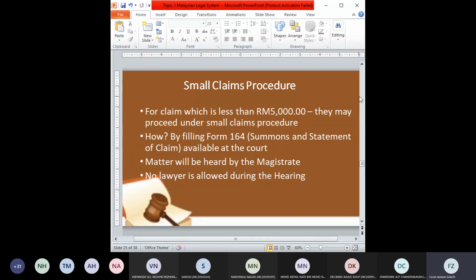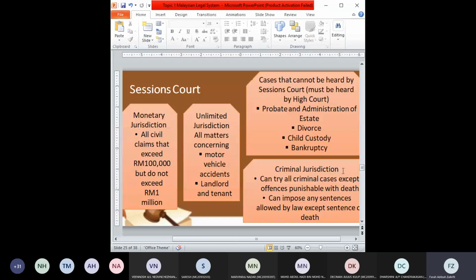Okay, so do you have any question on the magistrate court? No other question. Okay, so if there is no other question, we will continue with the Sessions Court, Mahkamah Sesyen.